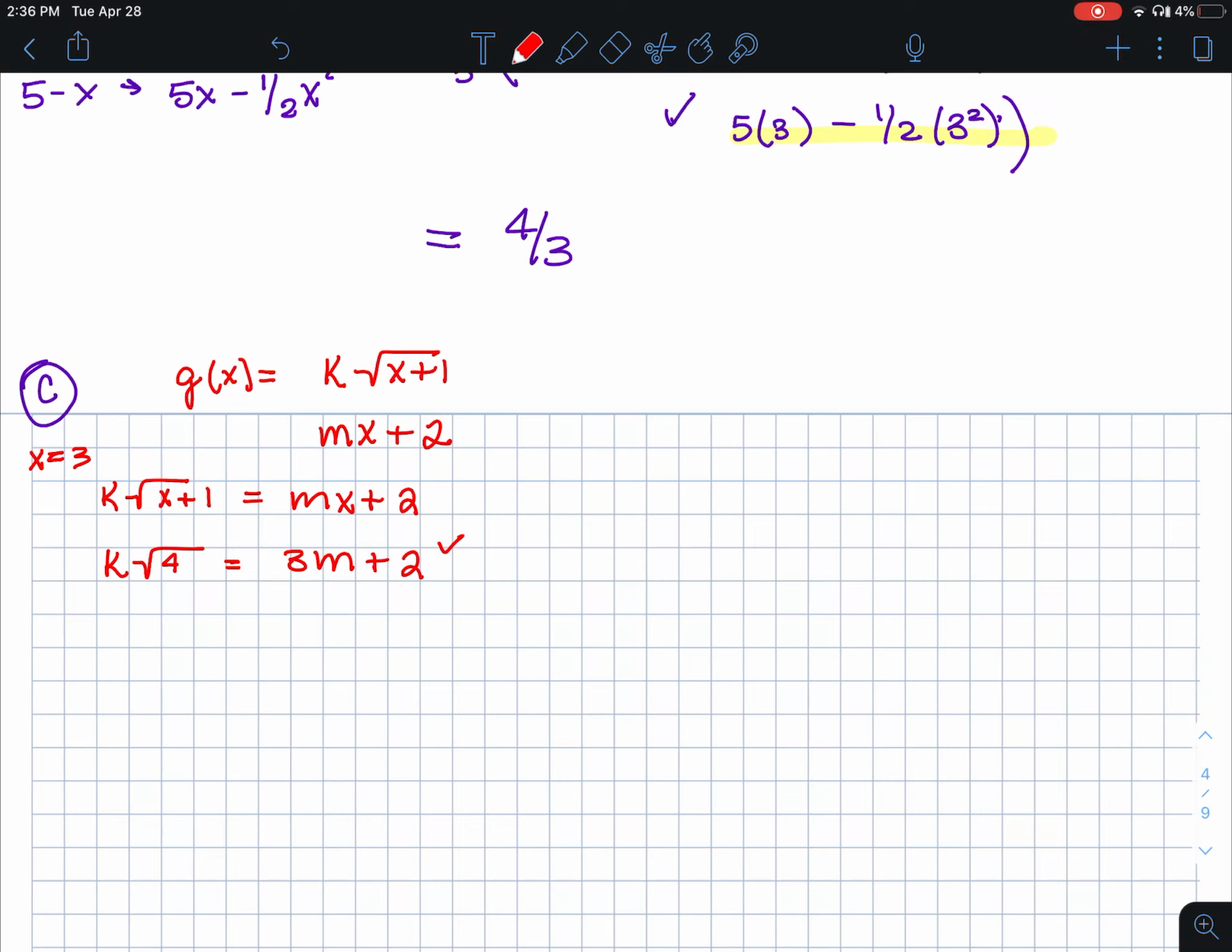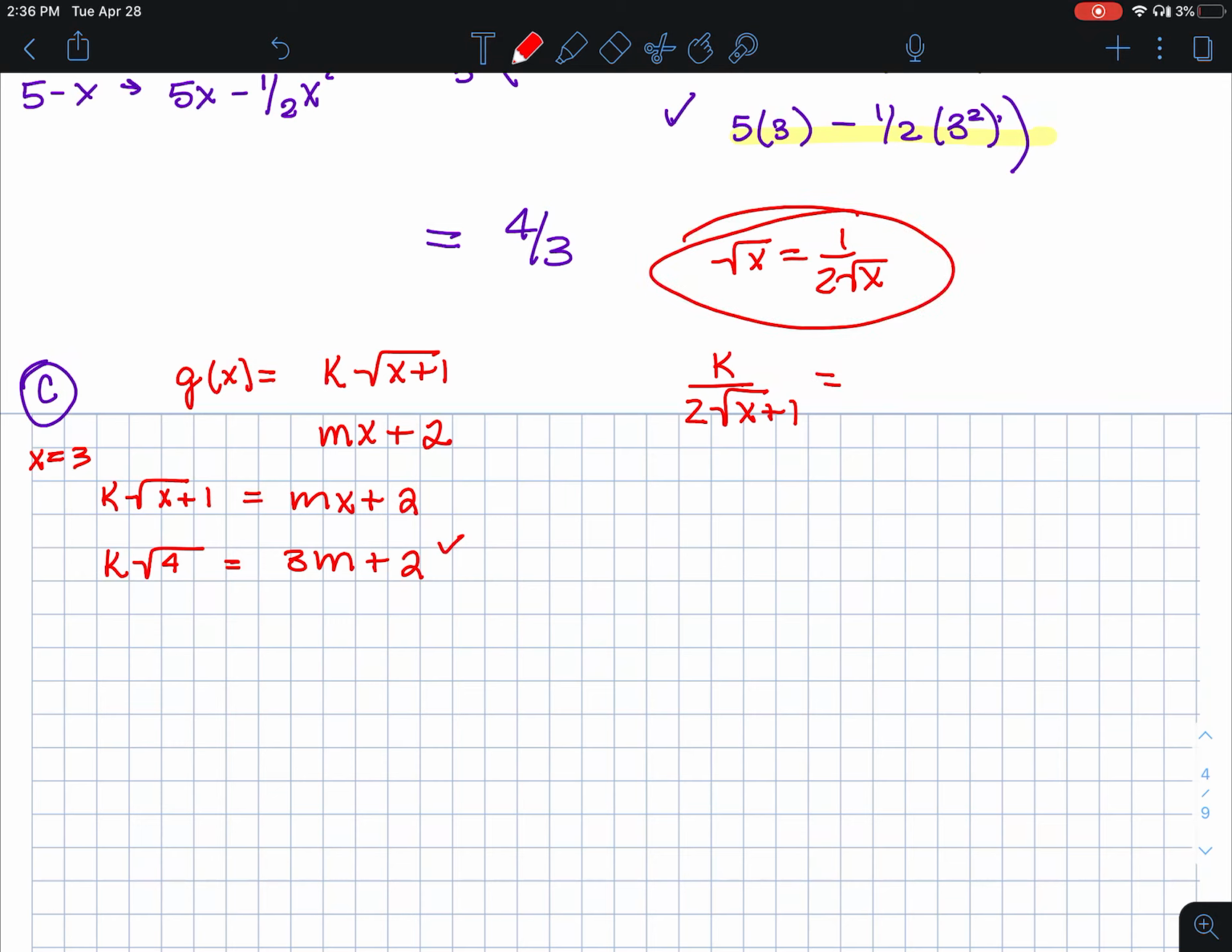Then we're going to take the derivative. The derivative of the left should be k over 2 square root of x plus 1, just following that, the square root of x equals 1 over 2 root x idea. Equals the derivative of the other side, which is just m. We're going to still plug in x equals 3. And so you should get k over 2 times 2, which is 4, equals m.